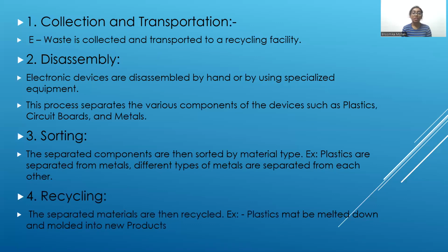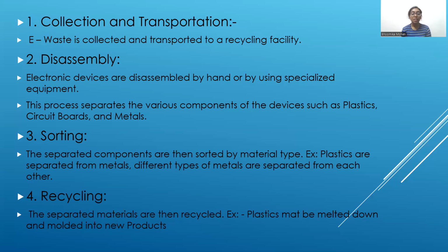First, collection and transportation. E-waste is collected and transported to a recycling facility. Then comes disassembly. Electronic devices are disassembled by hand or by using specialized equipment. This process separates the various components of the devices such as plastic, circuit boards, and metals. Next is sorting. The separated components are then sorted by material type. For example, plastics are separated from metals. Different types of metals are separated from each other.